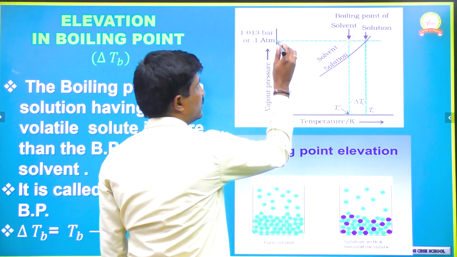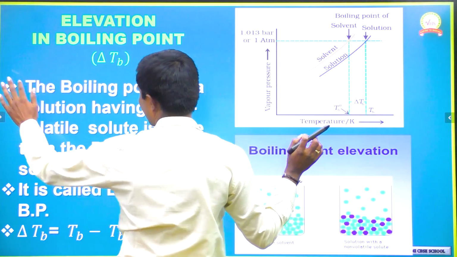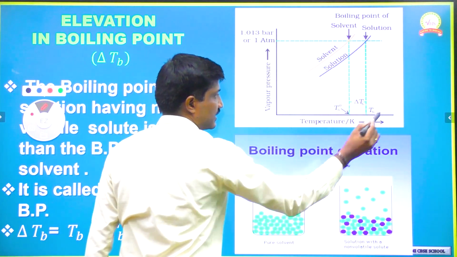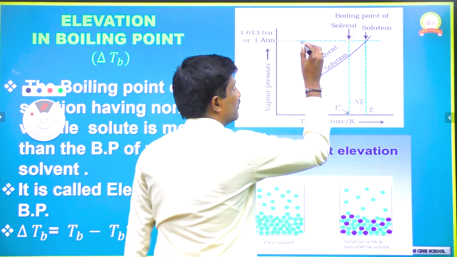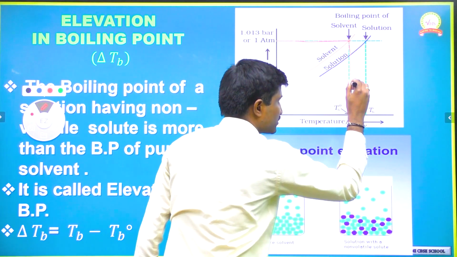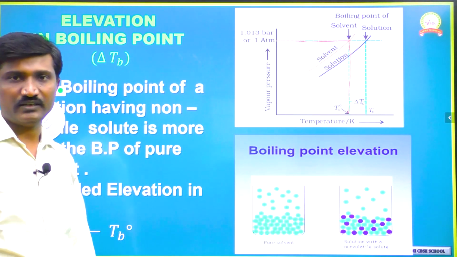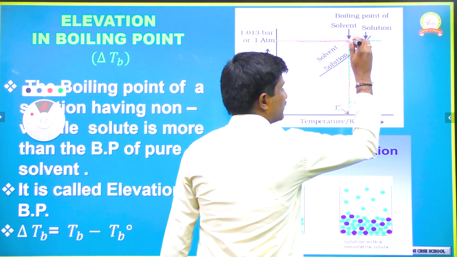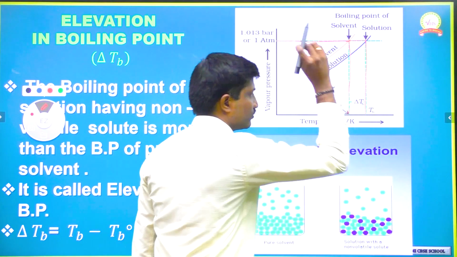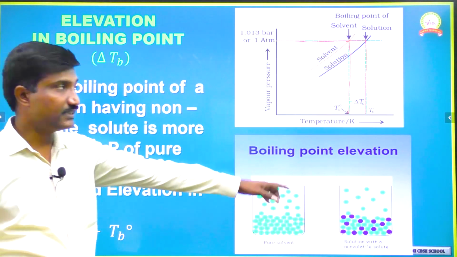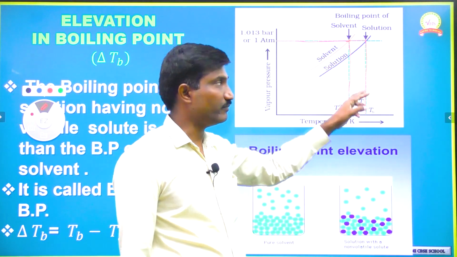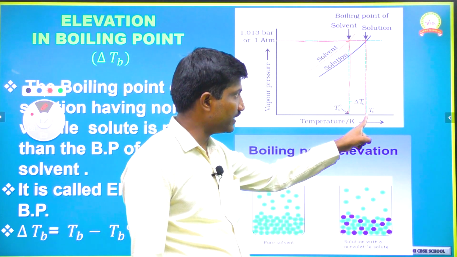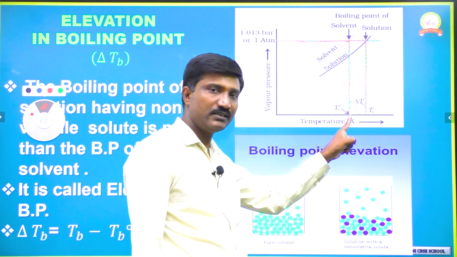So if you take a graph between vapor pressure versus temperature, then this boiling point corresponds to the solvent because it is showing the low boiling point, and this graph corresponds to the solution. That is, this line corresponds to solution, but this line corresponds to solvent, because the solution boiling point is more and the solvent boiling point is less.